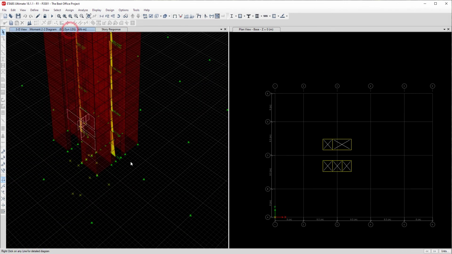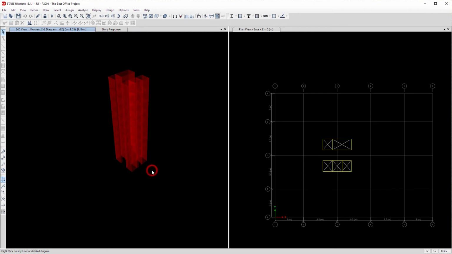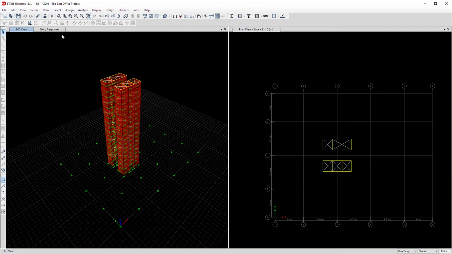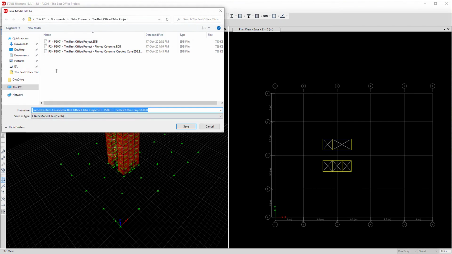If you want to put more loads on the core and for the consistency of what we've done with the static analysis, let's do that so that we are consistent in terms of the forces and the drift that we're going to check soon. So let's save as this file and let's put it as R4, and this is the best office project with pinned columns for the ductile and for the dynamic analysis.